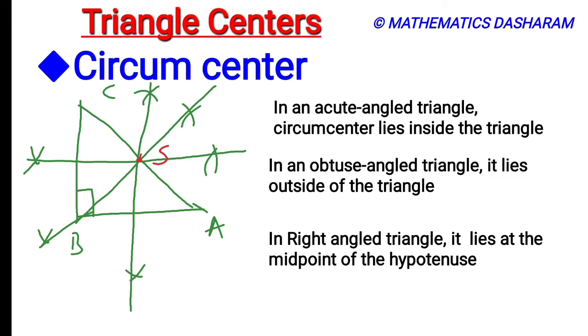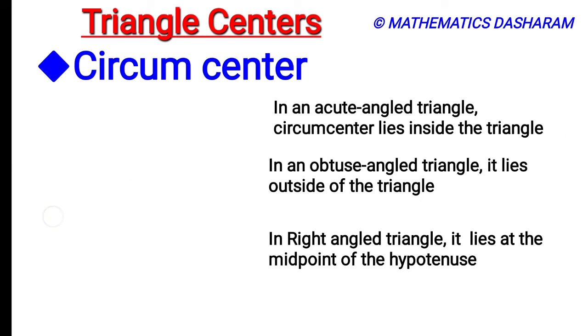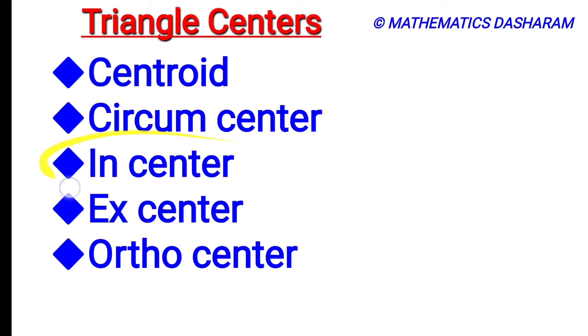So, using this center, we can draw a circle which passes through the 3 vertices, it is called a circumcircle. So, the next one is incenter.